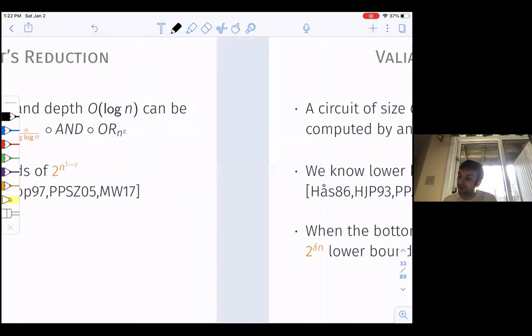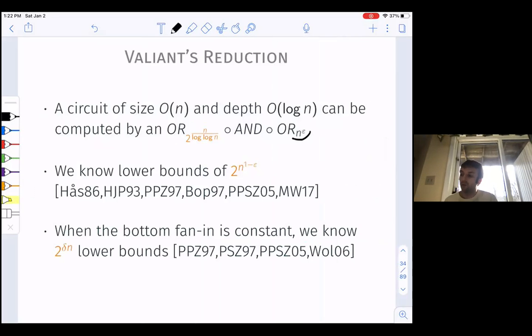Also, if the bottom degree was constant rather than n to the epsilon, we could prove even stronger depth 3 lower bounds, 2 to the linear in n. And again, we know several ways of doing this. So we know several ways of proving slightly weaker results, and improvements on them would lead to superlinear circuit lower bounds against log depth circuits via Valiant's approach.